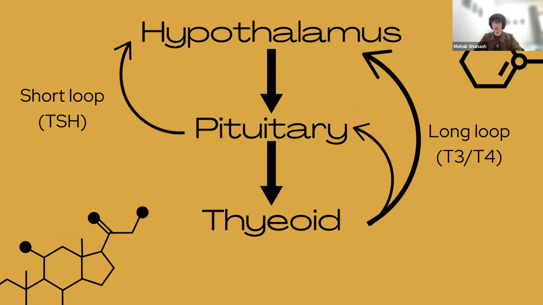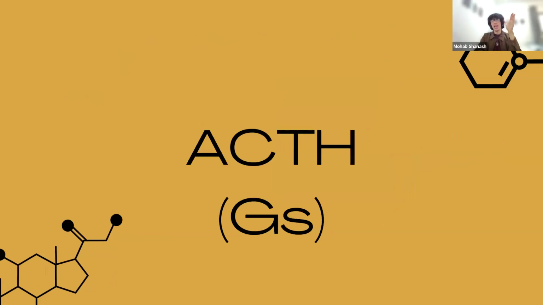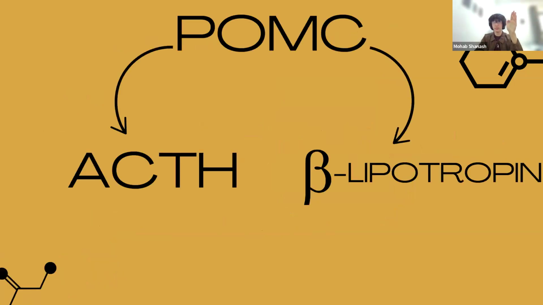So these are our loops. Thyroid goes back. You have your long loop. T3, T4 go to the pituitary and hypothalamus, tell it to calm down. Don't need more. Pituitary secretes TSH that goes back to your hypothalamus and tells it, I don't need more. Now you have your adrenocorticotropic hormone. Okay, this is also through a GS pathway. Like I said, just cyclic AMP, PKA, increased calcium.